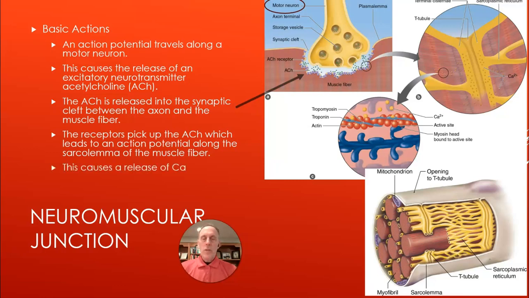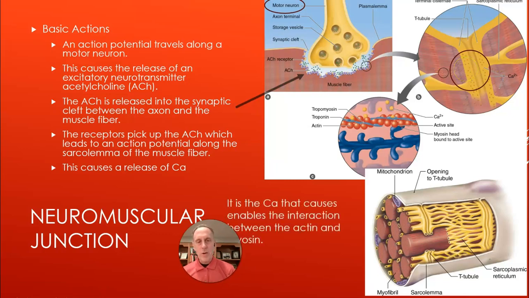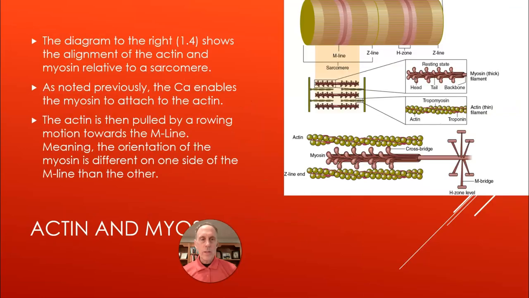So you have this release of calcium from this process, and that release of calcium is picked up, and that's what enables the interaction between the actin and the myosin. You need calcium in the process, denoted here in yellow, to allow an active site to happen between the myosin and the actin. And it's the myosin that has the cross bridge attachments on it, like little oars that pull the actin towards one another.